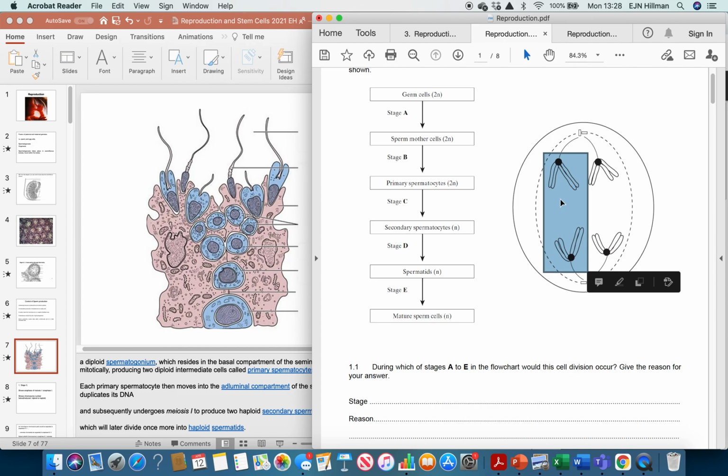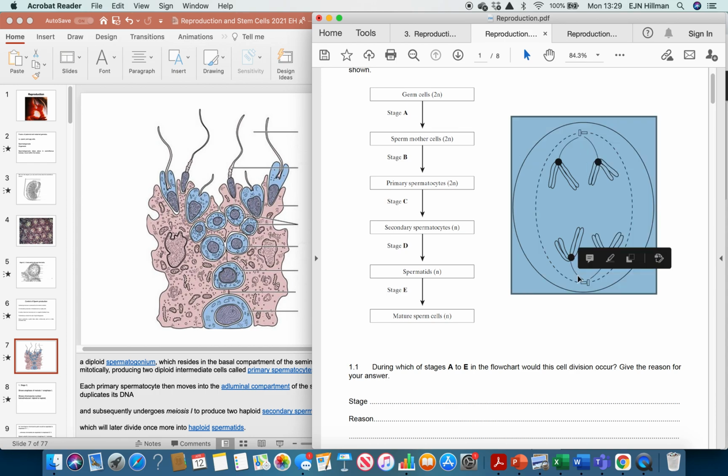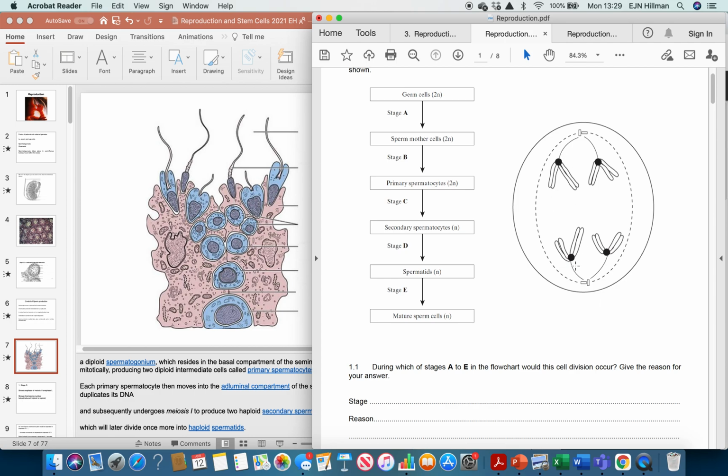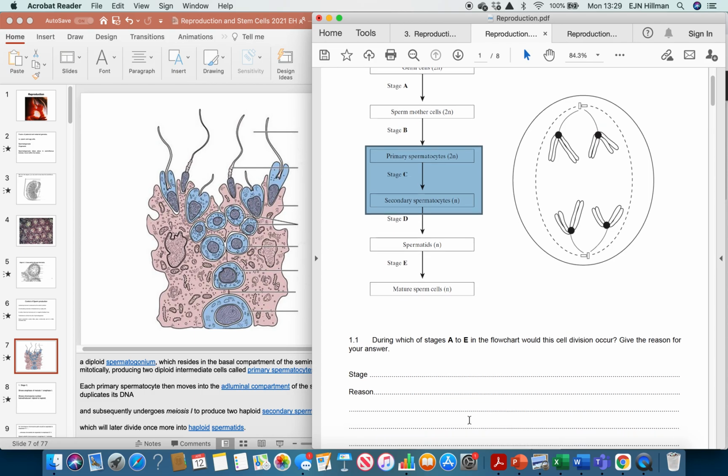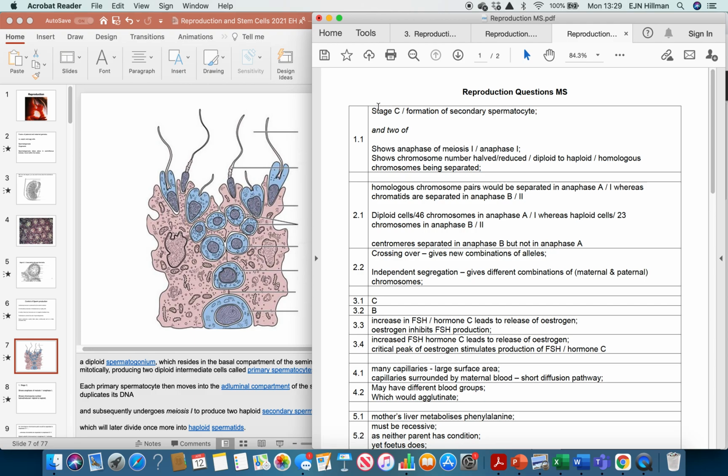We can be a bit more specific, and we know that the homologous pairs are being pulled apart as the spindle fibers shorten, pulling those homologous chromosomes apart. So we can say that this is anaphase of meiosis 1, or anaphase 1. As we said from the diagram before, meiosis 1 occurs between the primary spermatocytes and the secondary spermatocytes. So this must therefore be stage C. The reason for that is that the homologous pairs of chromosomes are being separated towards the poles. If I look at the mark scheme for stage C, we can see the formation of a secondary spermatocyte. Evidence for that, we can have any of these, shows anaphase of meiosis 1 or anaphase 1.